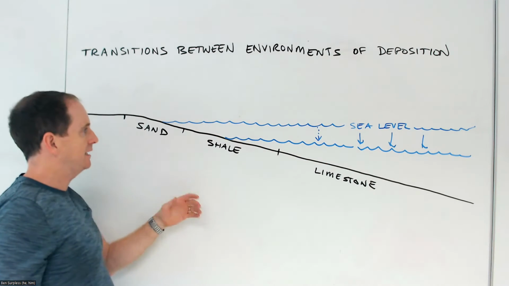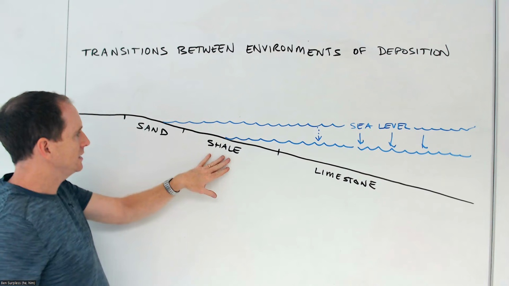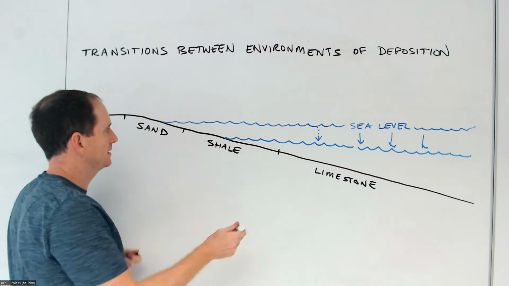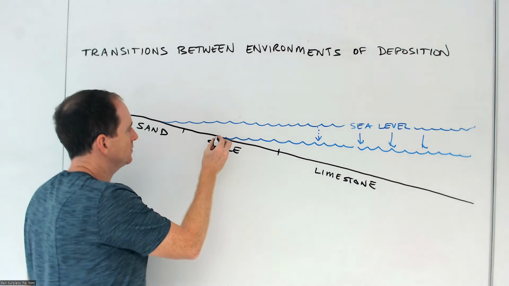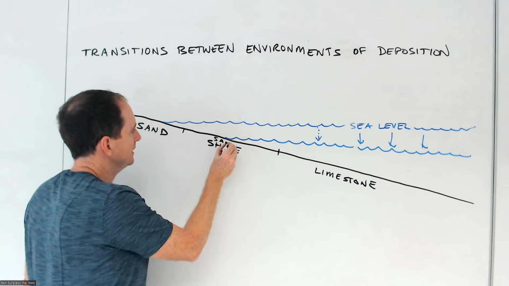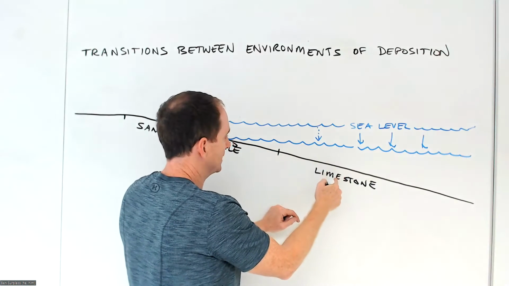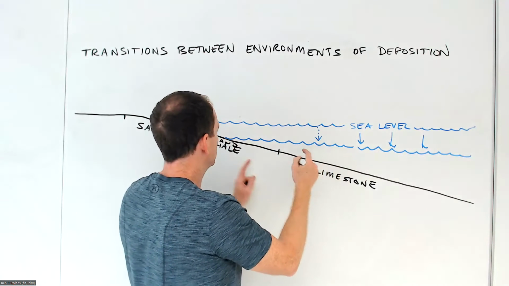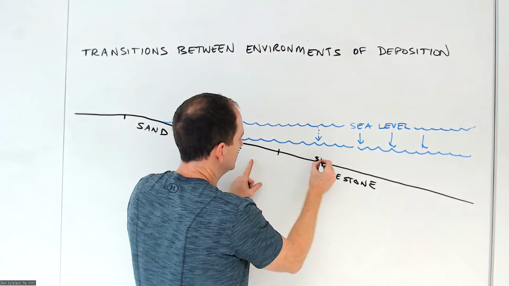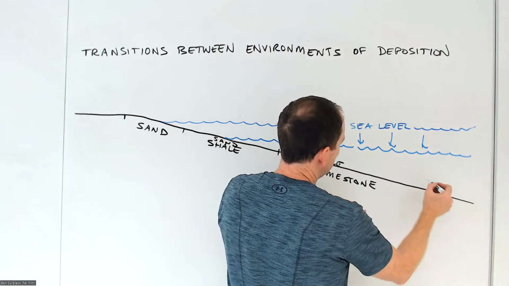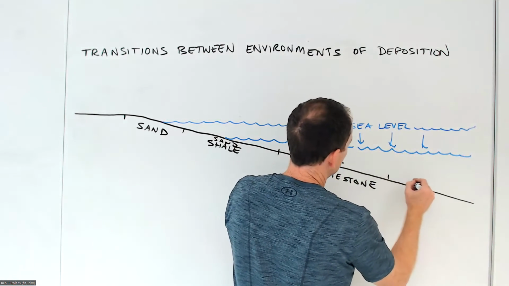But what that means now is that where we originally were forming shale, now we're right at the shore face. So now instead of shale, we would expect to form sand. And once we get further offshore, where we were forming limestone, it is now shallower. And so this might be where we start to see shale. And then the limestone would continue to form, but it might actually be further offshore.